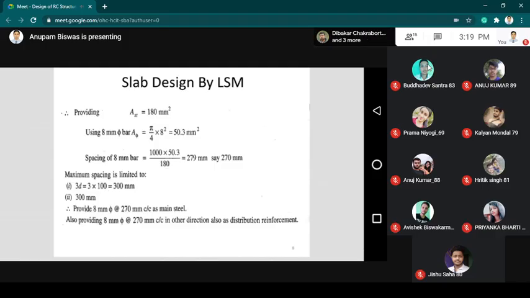Now the next step is to distribute this bar. If we use an 8 mm bar, then we know the area is pi over 4 d square, and from there we have to find out the spacing. The spacing that is obtained is coming 279 mm.